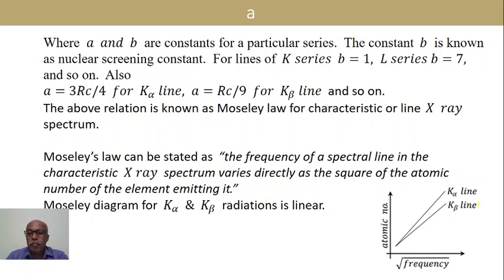And this is the diagram which shows the Moseley lines of K alpha and K beta lines, and both are linear. It is a function of both frequency and atomic number. As the atomic number of the target element increases, the frequency of the emitted characteristic X-ray spectral line also increases, and the increase is linear as shown in the graph.